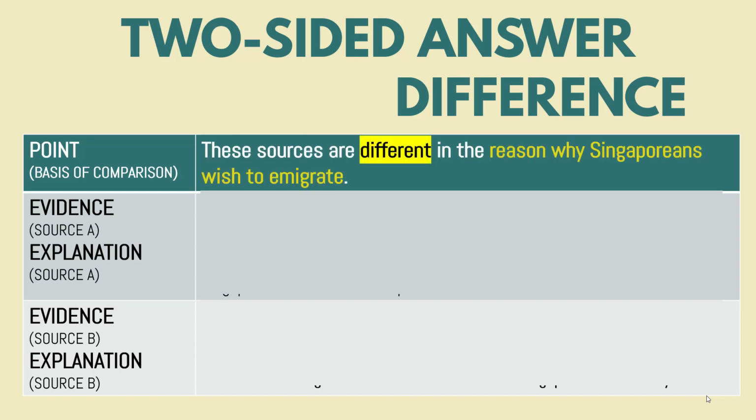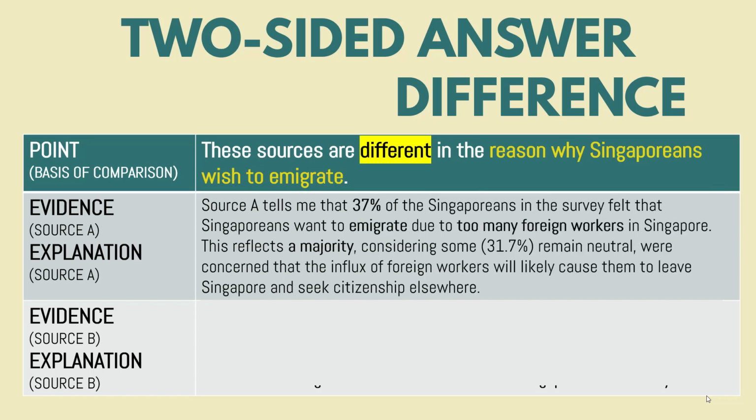So, when we talk about differences, what do we write? When we talk about differences, we are targeting their differences. The opposite of similar is different. So, we change to different in the reason why Singaporeans wish to migrate. So, you can say migration reason, or you can say reason why Singaporeans wish to migrate. So, in this case, we find the actual quote.